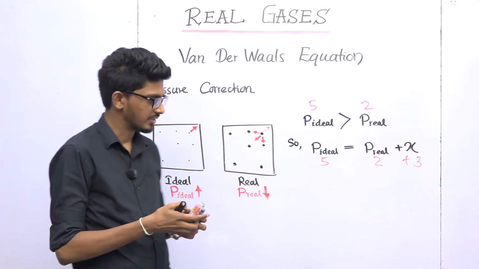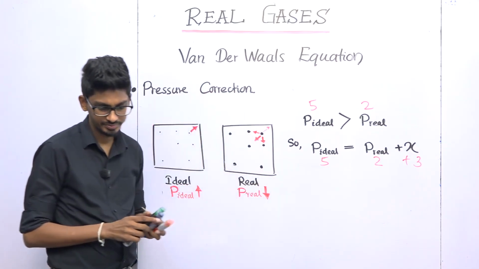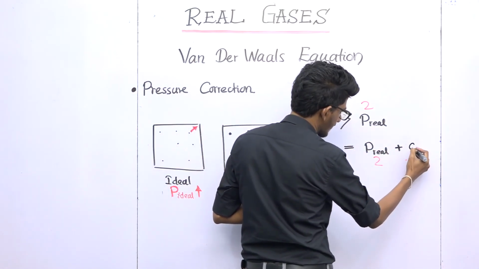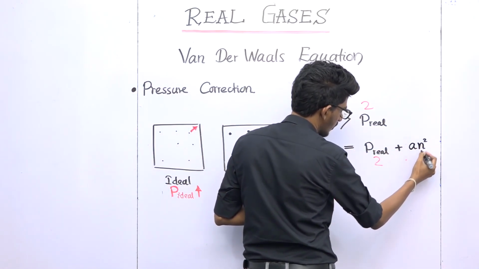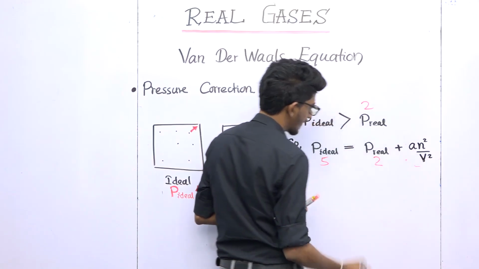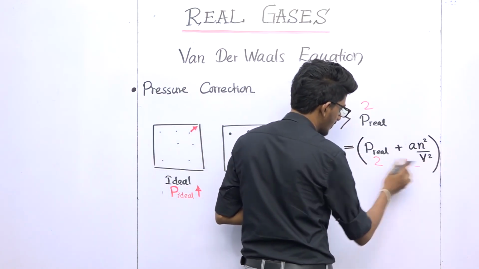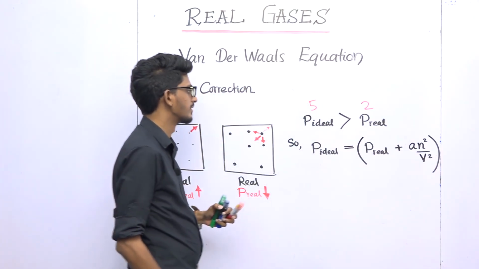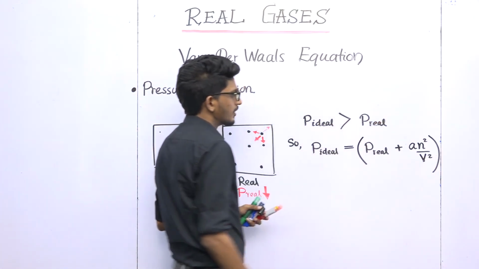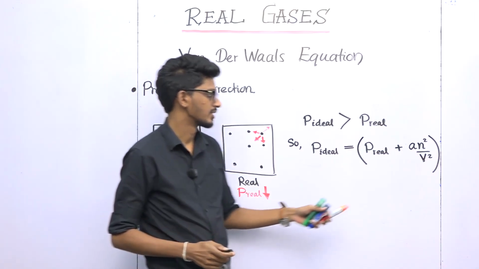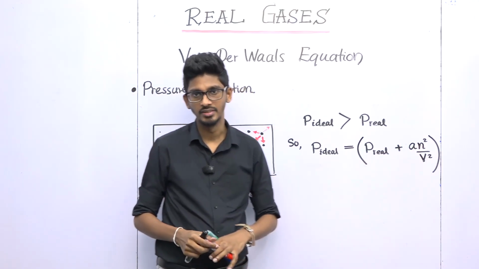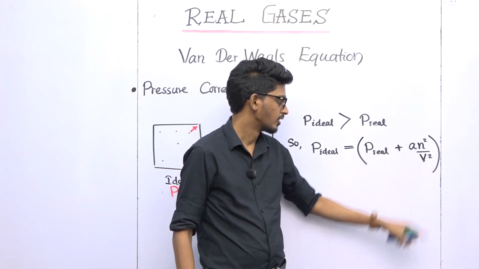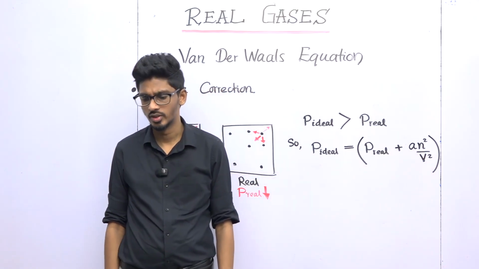So this added value is found to be like this: a n squared over V squared. This was the practically observed value which they have added. You have to add some value, right? So what are these terms? N and V carry the normal meanings. N means number of moles of the real gas and V is the volume of the vessel. That's what terms are there.